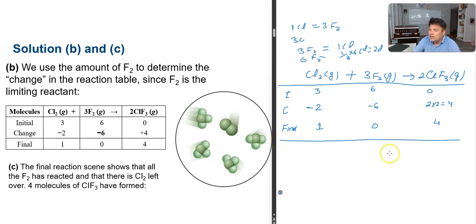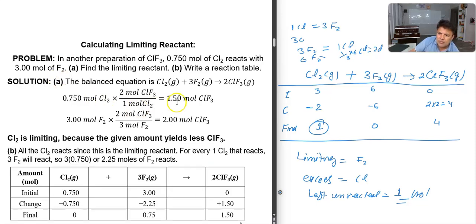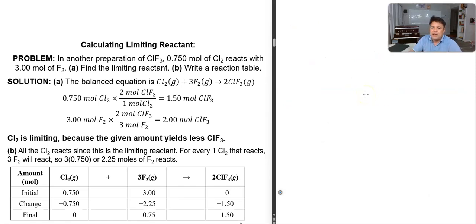So what is the limiting? Limiting will be fluorine, and the excess will be chlorine. And how much is left unreacted? Left unreacted equals 1. What is left behind is 1, so 1 mole will be left behind. So this is the concept of the limiting reactant, limiting and the excess reactant. Now let's see one good example, calculating the limiting reactant. Okay, now let us calculate the limiting reactant.